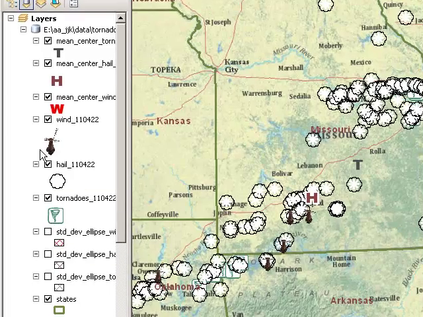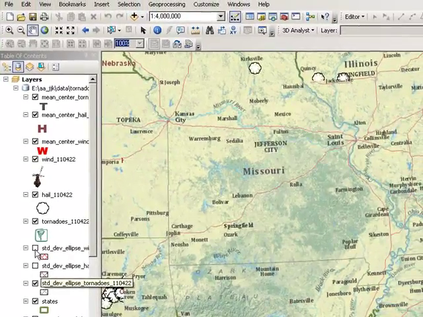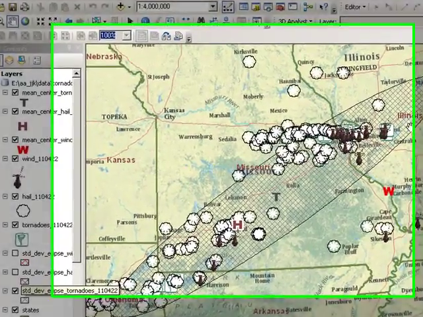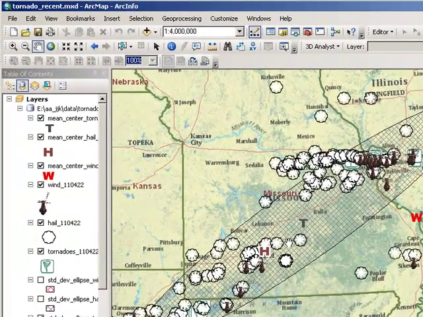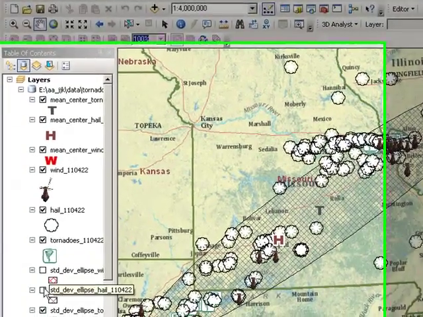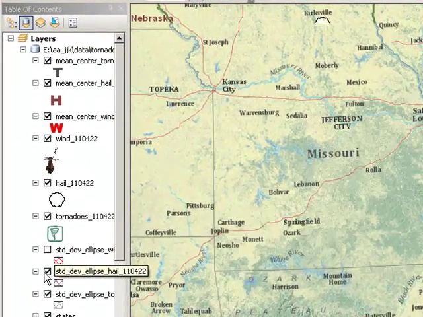Now let's calculate the standard deviational ellipse. Once I do that, for tornadoes, I have this oval. Inside this oval is one standard deviation above and below the mean. And so it encompasses one standard deviation of all of the tornadoes. You can see the shape, you can see the size. What about for hail?